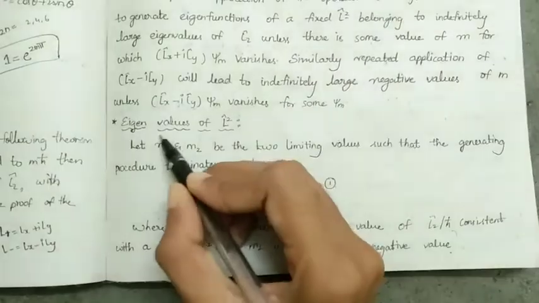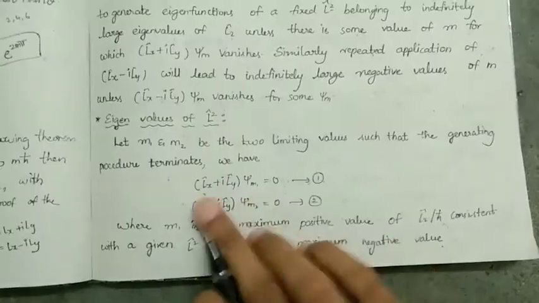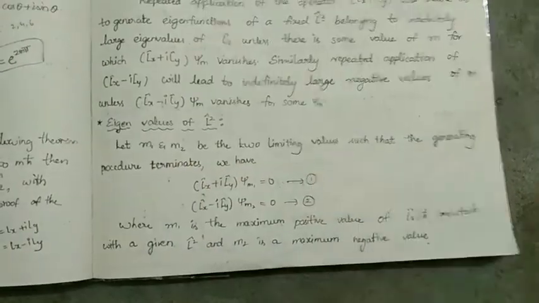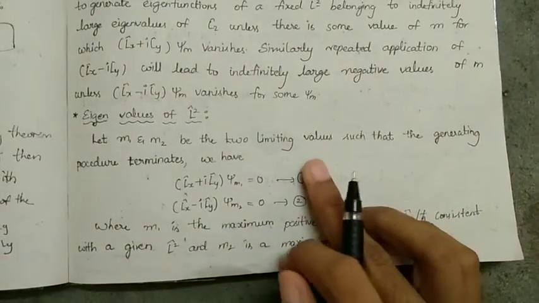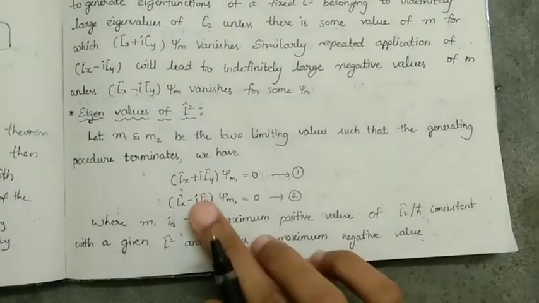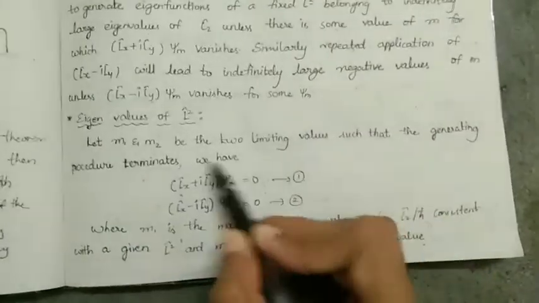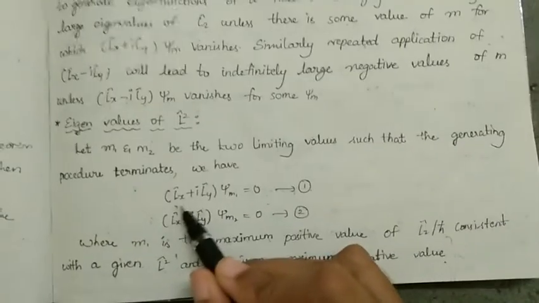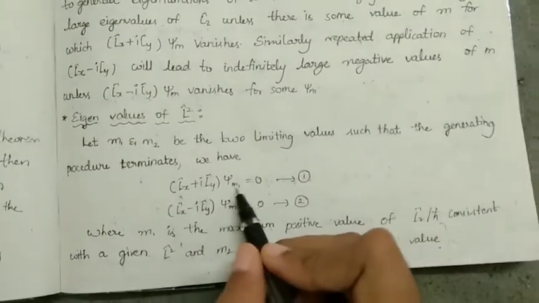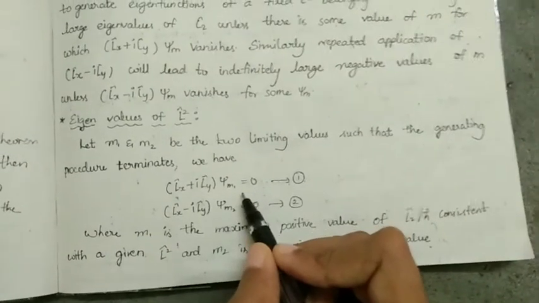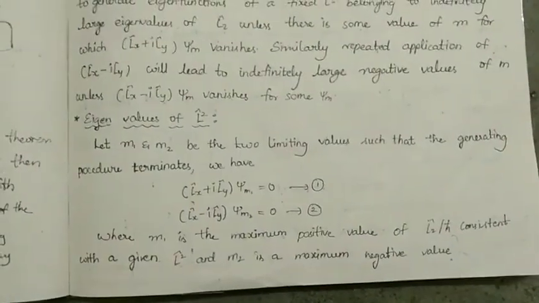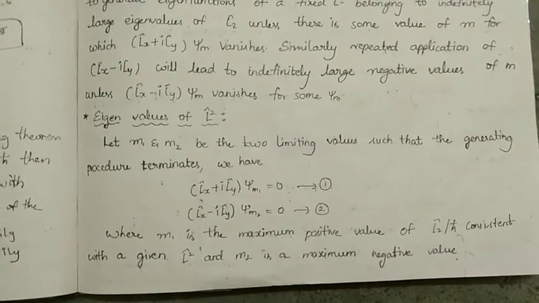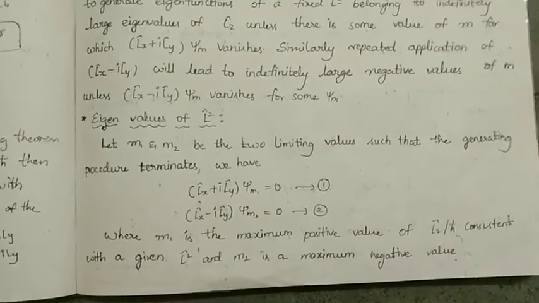These limiting values are nothing but m1 and m2 as we have considered here. For a given l value, m1 and m2 are the two limiting values such that the generating procedure terminates. Based on this generating function property, at some particular point, that is Lx plus i Ly acting on the function with m1, the generating procedure terminates. For l equal to 2, we cannot have an m value beyond 2, that is 2 plus 1, 3. We cannot have that.